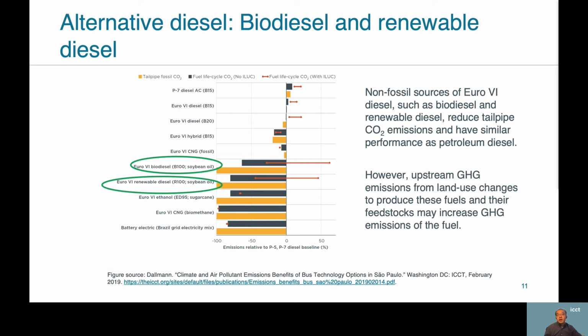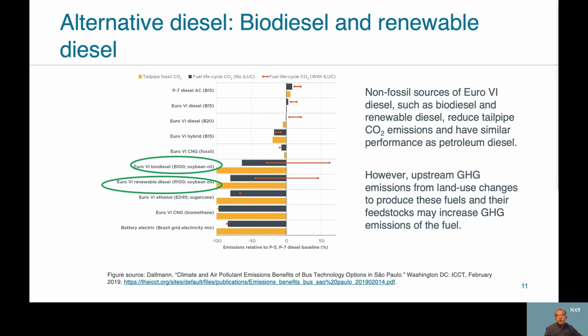Biodiesel and renewable diesel can, in theory, achieve similar performance as petroleum diesel while delivering lower well-to-wheel life cycle CO2 emissions. However, the alleged reductions in GHG emissions should be scrutinized because of indirect land use change emissions to produce the feedstocks for these alternative types of diesel.